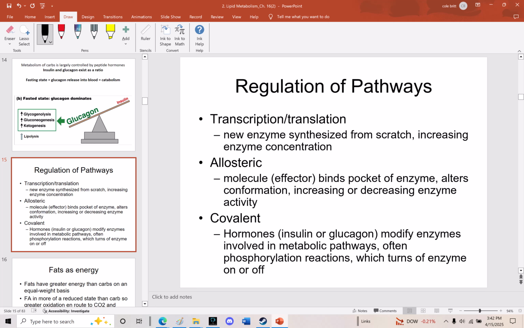Here are the lipid pathways. These are the ones we're going to talk about in this lecture, except for cholesterol synthesis. We do talk about cholesterol synthesis, but that's going to be in the next lecture. We have lipogenesis, where we make lipids. Lipolysis, where we break down lipids. Beta oxidation is where we break down fatty acids to make ATP. And then the last part of this lecture is going to be ketogenesis, and that's where we make ketones. So similar to carbs, fed versus fasted states determine which pathways are active or inhibited.